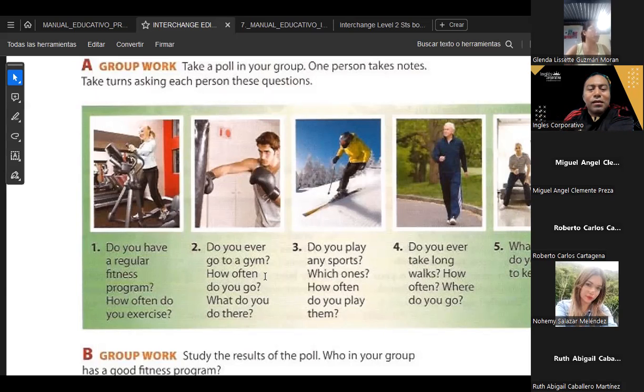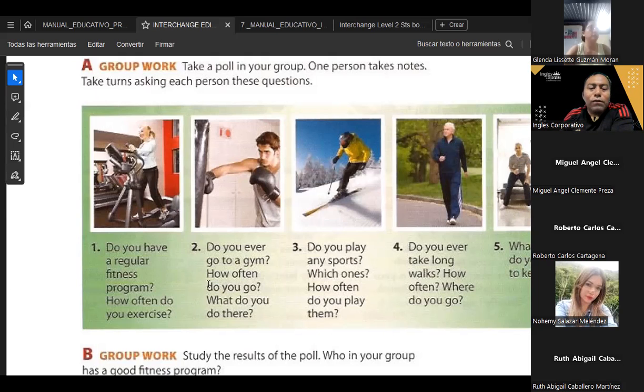Es pregunta cerrada, así que la respondemos con the same auxiliary in the question. Do you ever go to a gym? No, I don't, right, María José? Yes, I do or no, I don't, because it's a closed question. Porque es una pregunta cerrada con do. Respondemos con do, yes I do, no I don't.